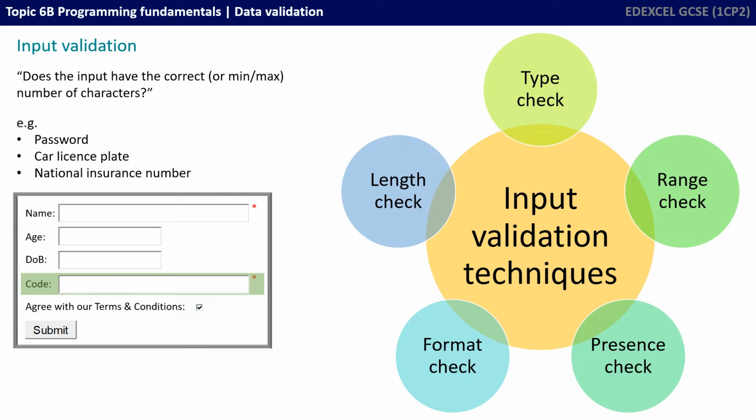And finally, a length check. Some data items must be a specific number of characters or over a specific minimum number of characters. Barcodes are 13 digits, for example, and passwords are often required to be at least 6 characters or more. By using input validation techniques, a programmer can make their program more robust, more user-friendly, and prevent further errors occurring.